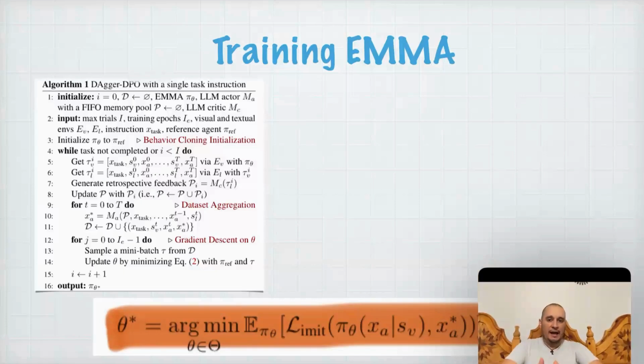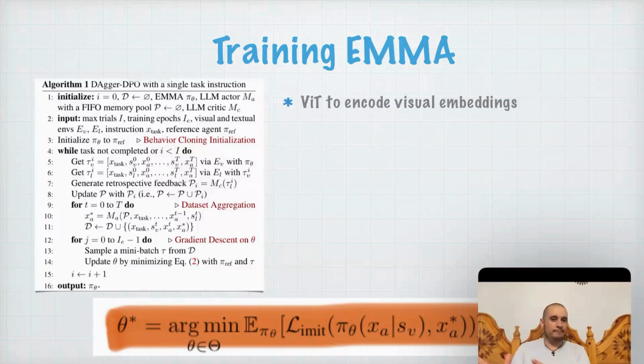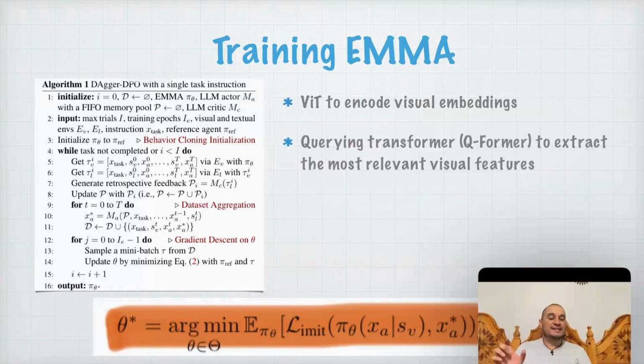So this is the step-by-step process for training EMMA. It follows 4 steps. At the left, you see the pseudocode for the training algorithm, and at the bottom, you see the formula for the imitation learning. The first step, as I said, was to encode visual embeddings. So in lines 5 and 6, you can see how both text embeddings and visual embeddings are generated. Second, we use a querying transformer to extract the most relevant visual features from the visual embeddings.